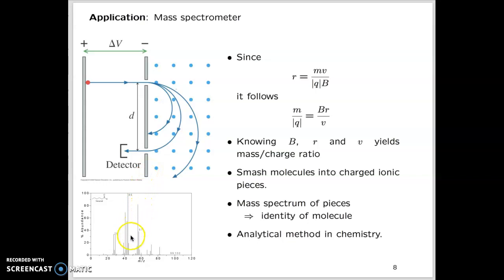And this distance is related through this equation here. Remember, r is just half that distance, d, and it is related to the charge to mass ratio. The charge to mass ratio of what? Well, of all of the pieces of molecules that land on this detector. Okay, so give that some thought.